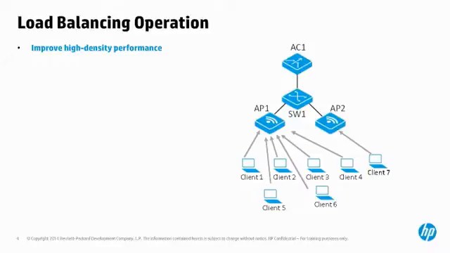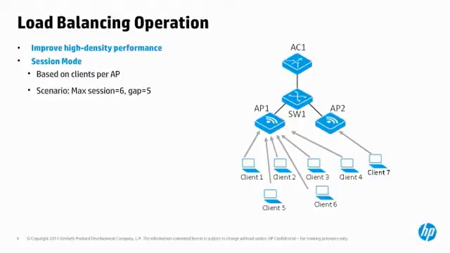2 load balancing modes are supported: session mode and traffic mode. Session mode is based on the number of associated client sessions. In this scenario, AP1 is supporting 6 clients, while AP2 has 1. Session mode load balancing is configured with a maximum number of sessions at 6 and the maximum session gap of 5. When client 8 sends an association request, AP1 rejects it. However, AP2 accepts it and the client receives wireless service.